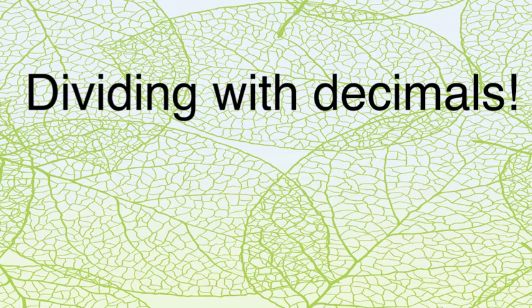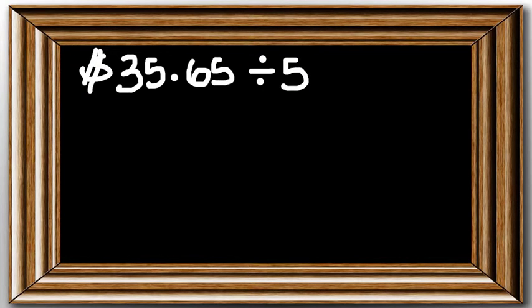We're going to take a look at how we divide when there are decimals in our dividend or our divisor. So basically that means how do we divide when we're dividing with a decimal or dividing into a decimal. Now when I'm dividing with money, I usually like to just ignore the decimal point at first because I know with money I'm always going to have two numbers after the decimal point.